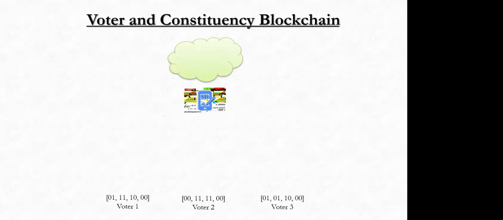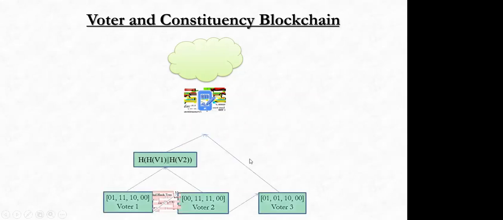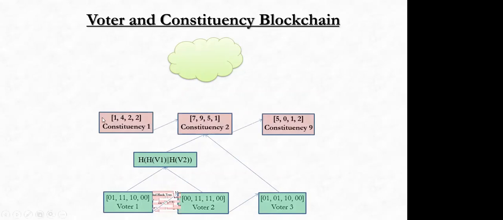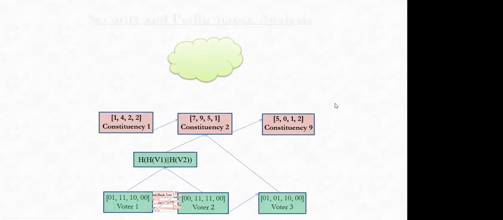So there is a blockchain being created at 2 levels, one at the voter level, one at the constituency level. So this is the voter blockchain. This is the voter Merkle hash tree. And there is a constituency Merkle hash tree also. So there is a linkage between the voter blocks, and a linkage between the constituency blocks. And this is the entire blockchain design at 2 levels.